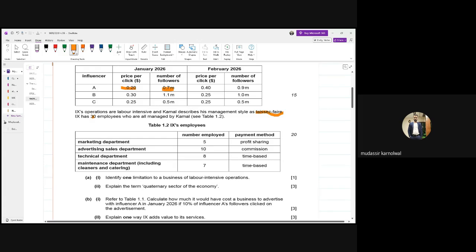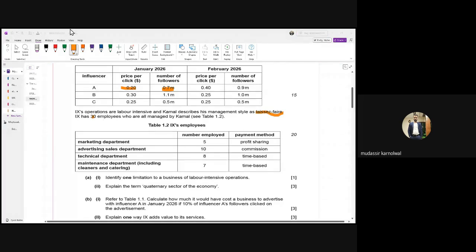Then coming to B2. Explain one way IX adds value to its services. This sounds to be a very simple question, but you know, adding value is very difficult in real life as well. And if we talk about your answers, it's very difficult. It's very often that you people give wrong answers, right?